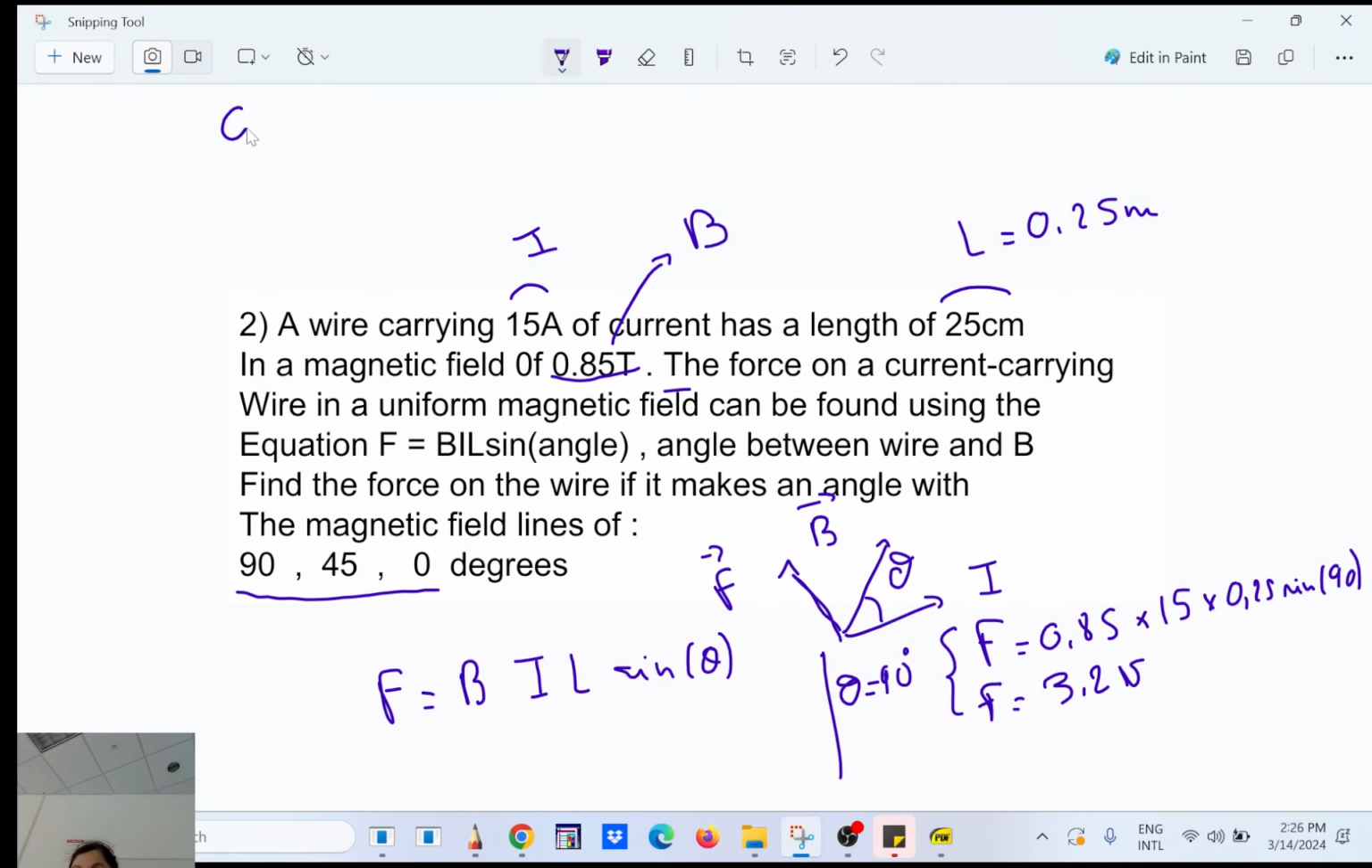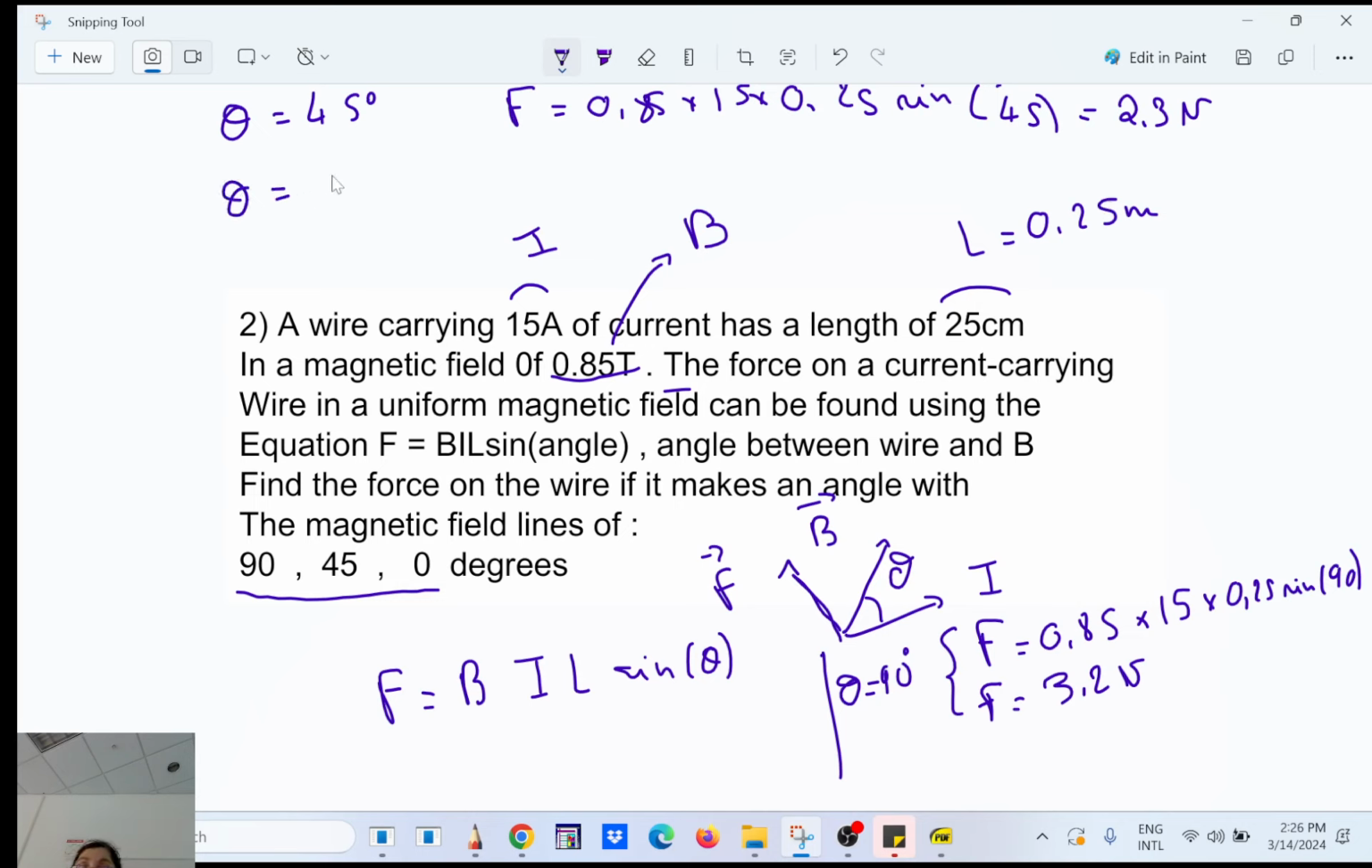Okay, what about if the angle is 45 degrees? So you're going to have F equals 0.85 times 15 times 0.25 times sine 45. Okay, so you're going to get something smaller. 2.25, so 2.3 Newton. Do you all agree with that? Make sure the mode is in degrees, not in radians.